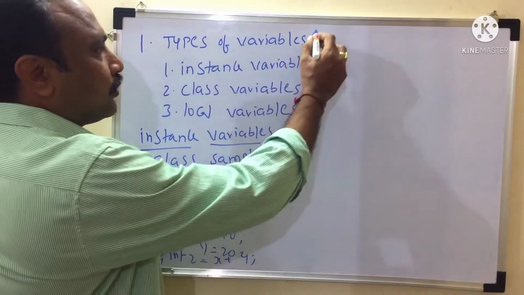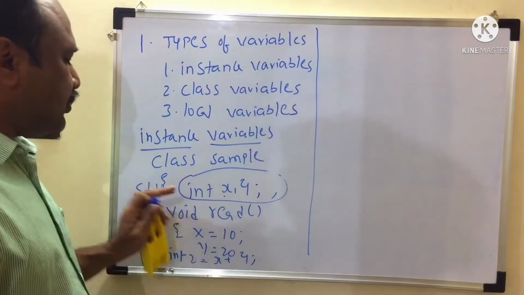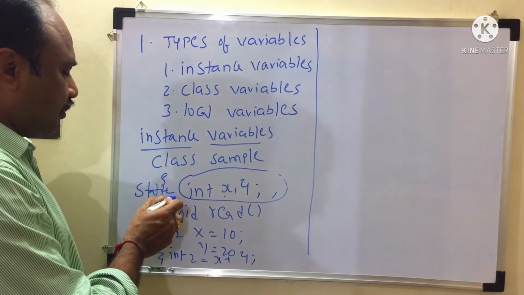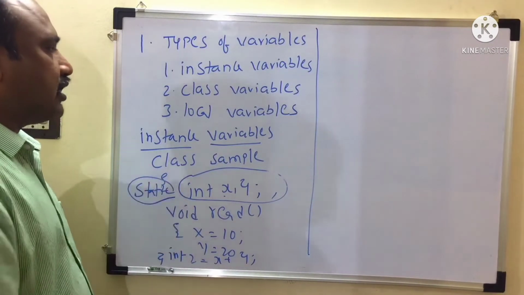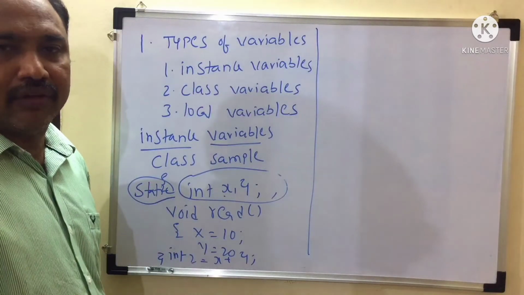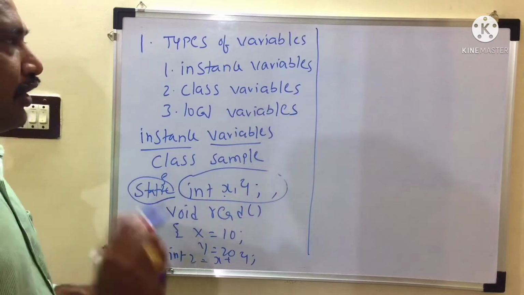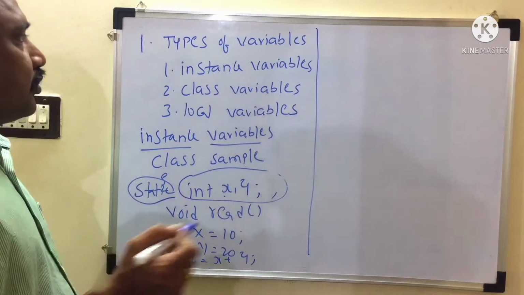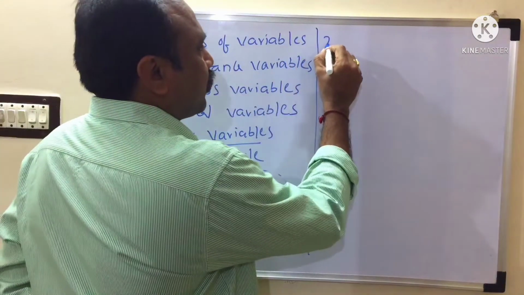Now you may raise one doubt. Sir, why are these variables referred to as instance variables? Why are static variables referred to as class variables, and a variable declared inside a method referred to as a local variable? I will explain with an example. Listen carefully. Before explaining this, we have to discuss one more question.